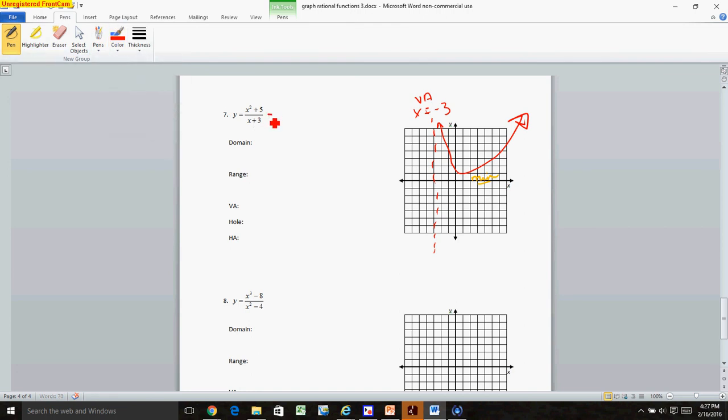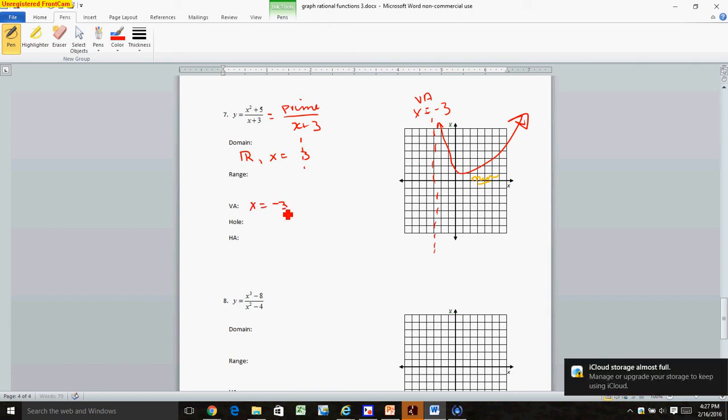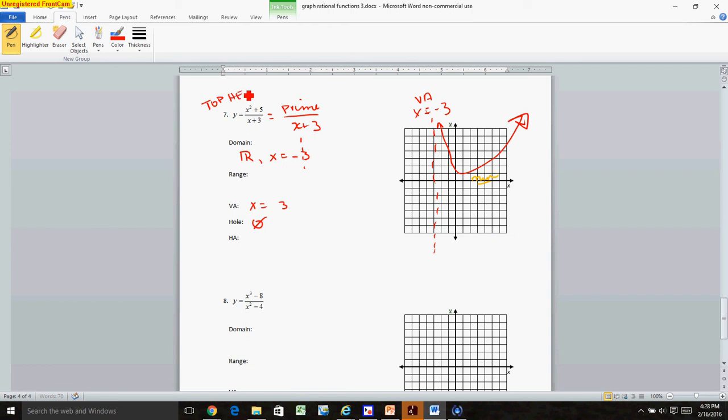When you looked at this, you saw the numerator that is prime for factoring, and the denominator is x plus 3. So your domain is all real numbers, and x can't be negative 3. Since that didn't cancel, you knew that was a vertical asymptote. There were no other bad x's, so there were no holes. There was no horizontal asymptote because you're top-heavy. So I have no hole and no HA, so I've got no suspects for my range, right? But then I told you to look at your graph.